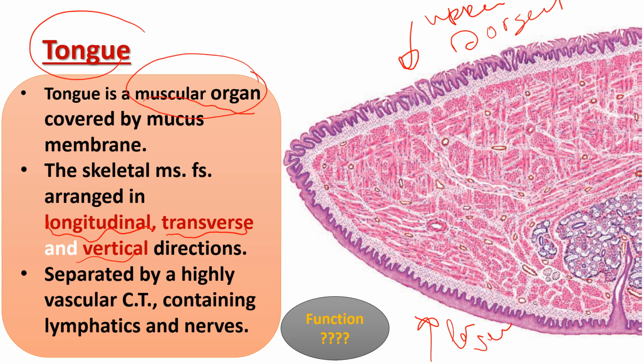This muscle is embedded in vascular connective tissue for its blood supply, lymphatic, and nerve supply. Can you guess what the function of this muscle is? It has many functions. It moves the tongue. It helps us in speech, in moving the food, and in mixing the food.